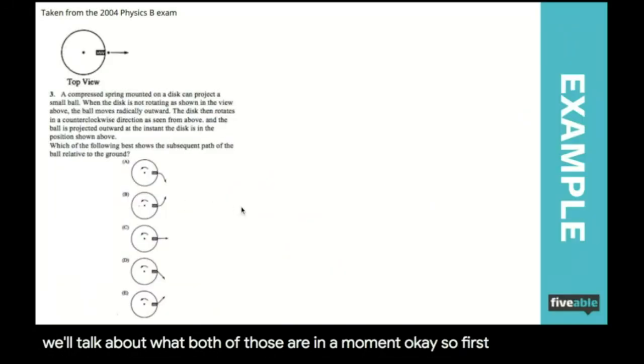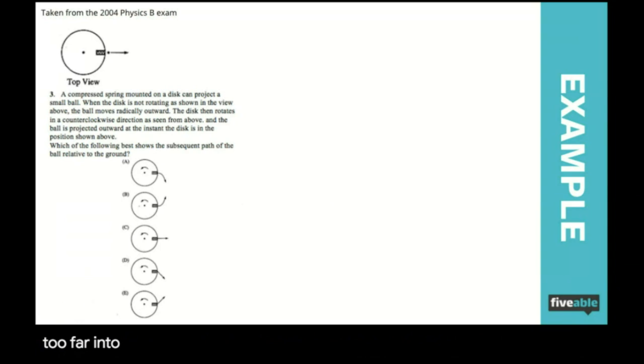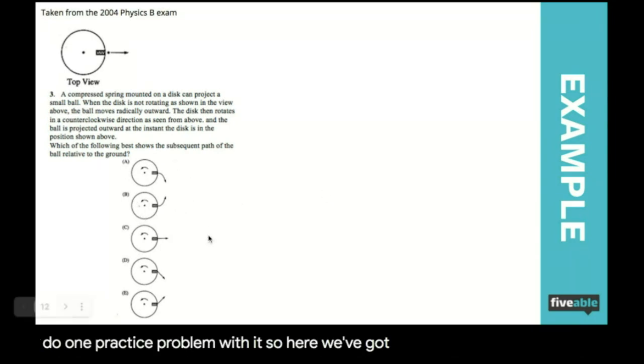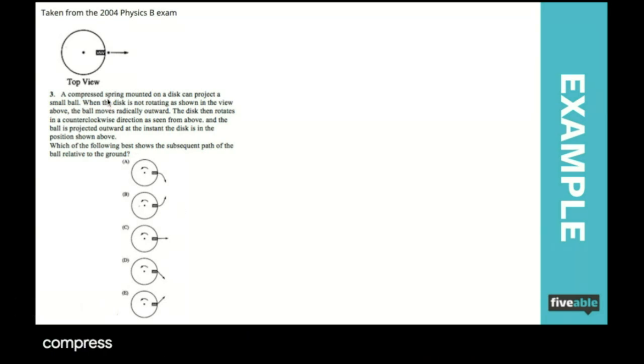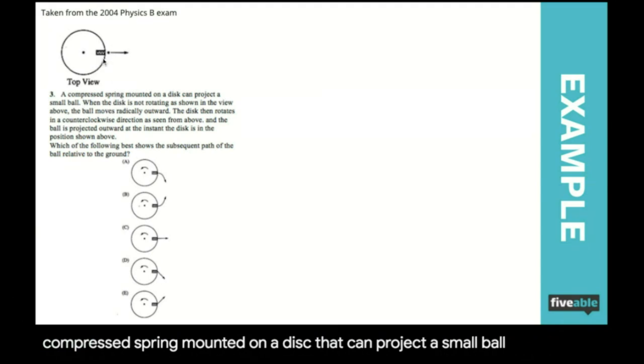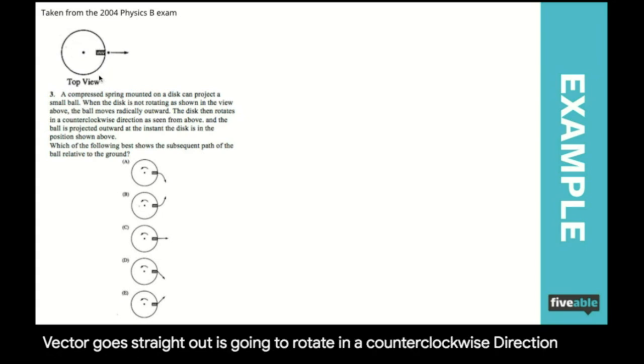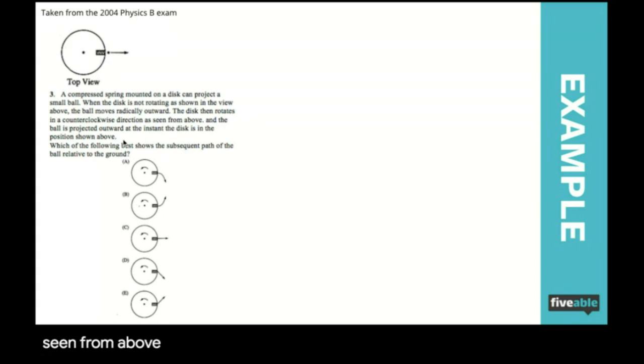Before we get too far into force and acceleration, let's talk about that velocity vector and do one practice problem with it. Here we've got another problem. We've got a compressed spring mounted on a disc that can project a small ball. We can see in the picture that when the disc is not rotating, the velocity vector goes straight out. The disc is going to rotate in a counterclockwise direction as seen from above, and the ball is projected outward. Which of the following best shows the subsequent path of the ball relative to the ground?